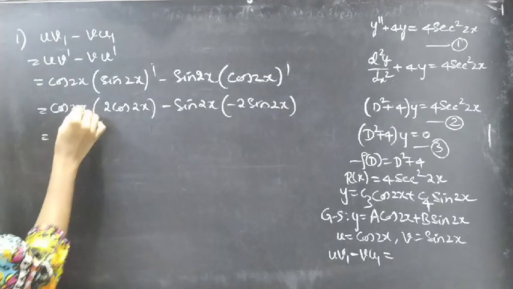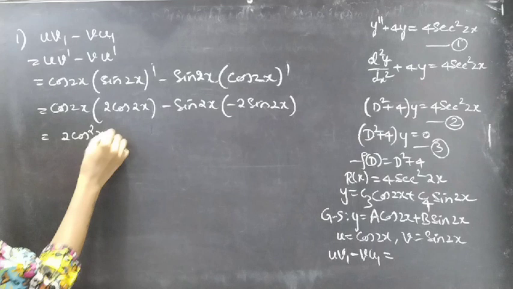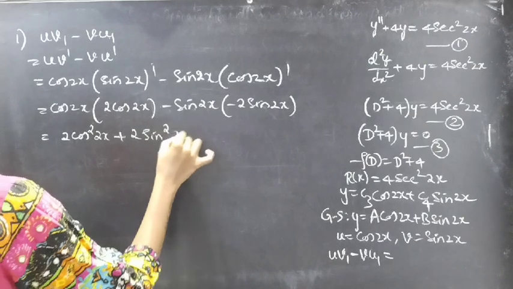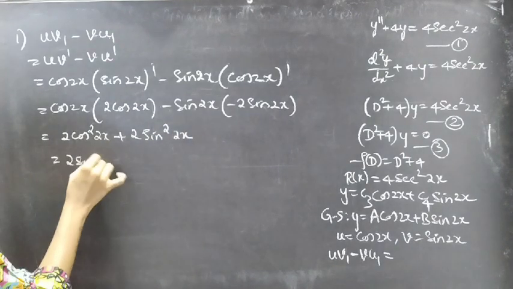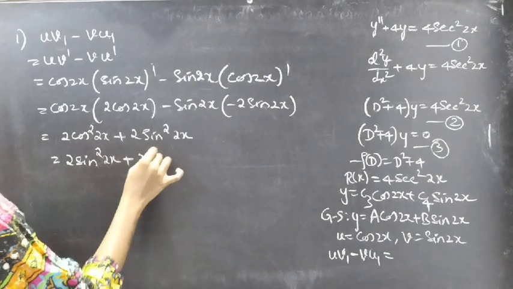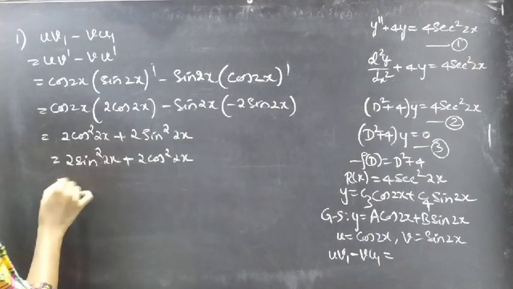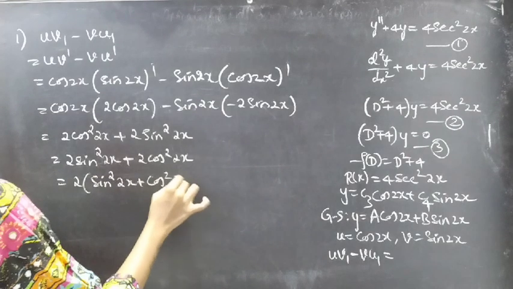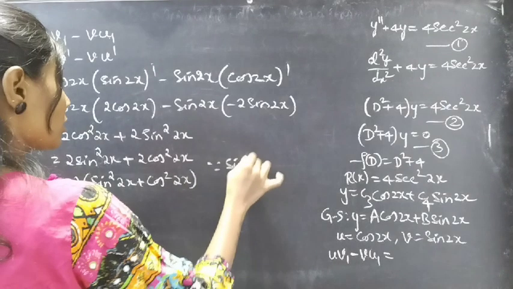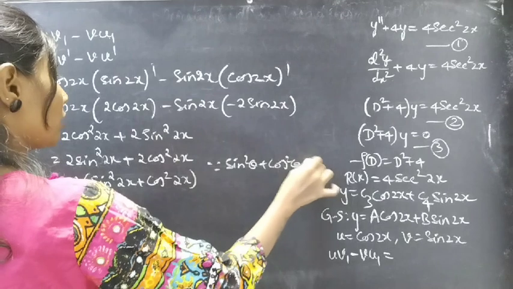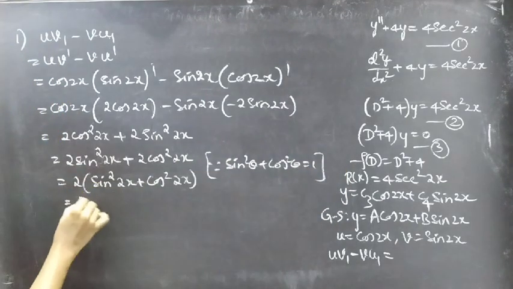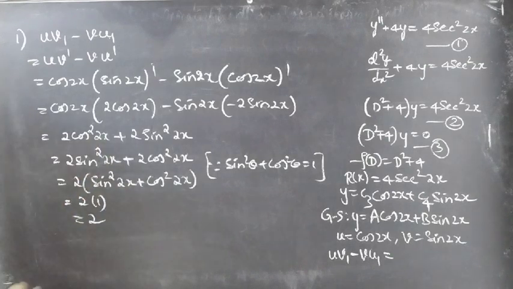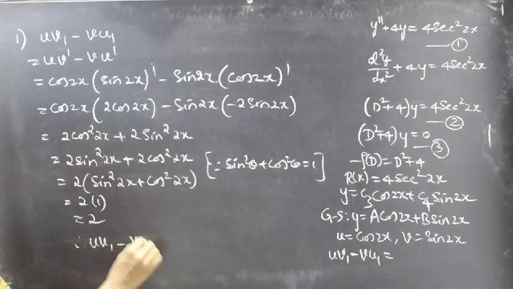This gives us 2 cos 2x into cos 2x, which is cos square 2x, minus into minus plus 2 sin 2x into sin 2x, which is sin square 2x. Or we can just write this as 2 sin square 2x plus 2 cos square 2x. Now take 2 common from these two terms, and we'll get 2 times sin square 2x plus cos square 2x. Since sin square theta plus cos square theta equals 1, we can replace sin square 2x plus cos square 2x by 1, so that you'll get 2. Therefore, uv1 minus vu1 equals 2.